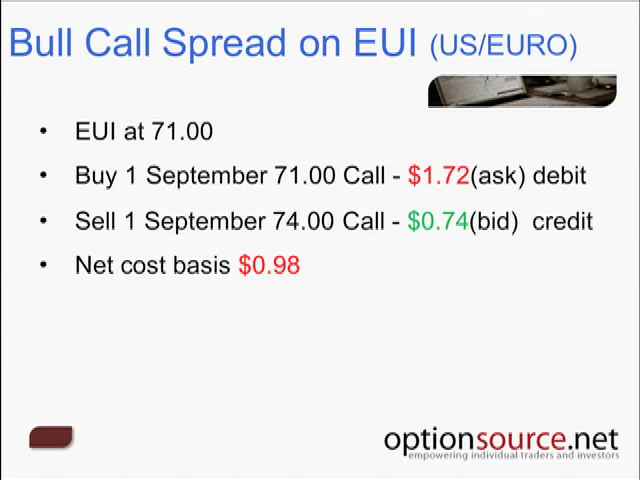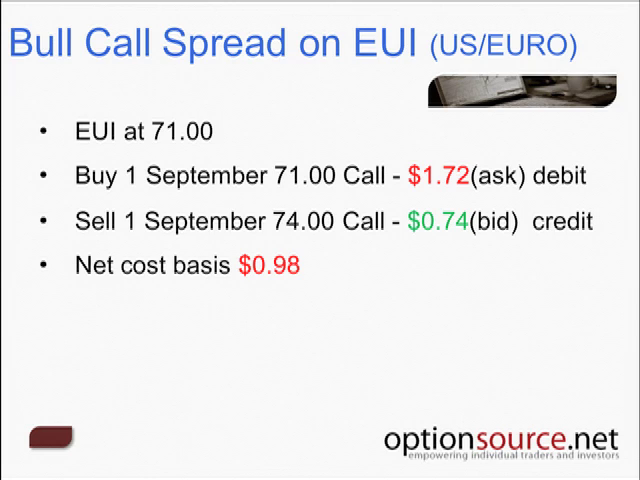Now, the trade-off, of course, as I mentioned, is that we cannot make any more than the strike price that we sold. So our profits are limited to the spread between the 71 strike and the 74 strike, less the cost of the premium that we're actually having to pay out.